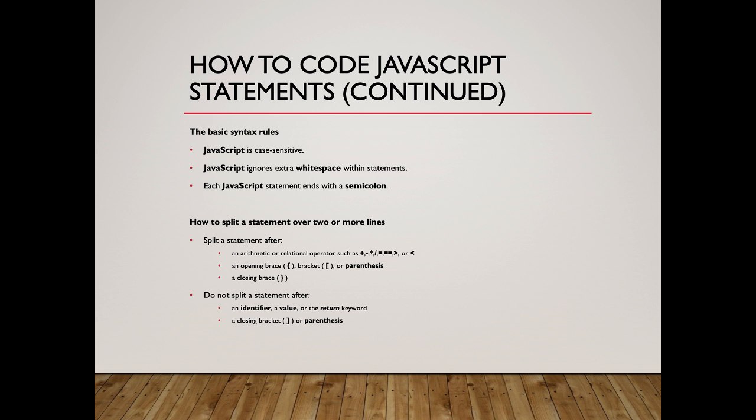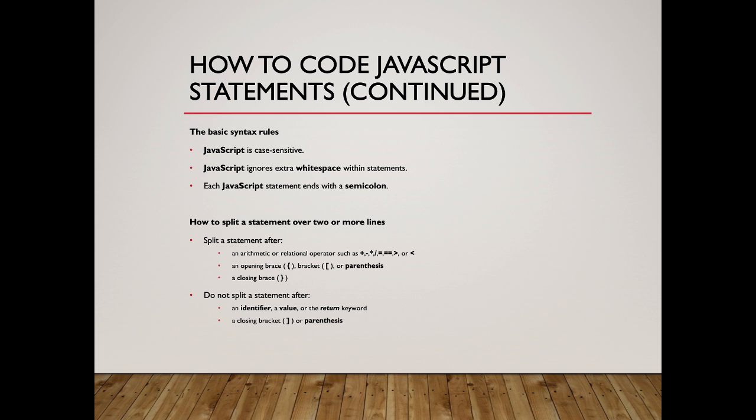So how to split a statement over two or more lines, there's a couple different ways. Any sort of arithmetic or relational operator allows you to do that, so any sort of math operations that you're using. An opening brace or bracket or parentheses allows you to put code onto the next line, as well as a closing brace.